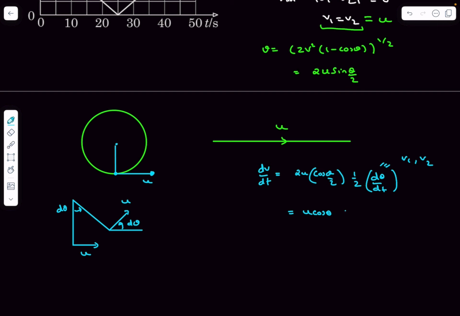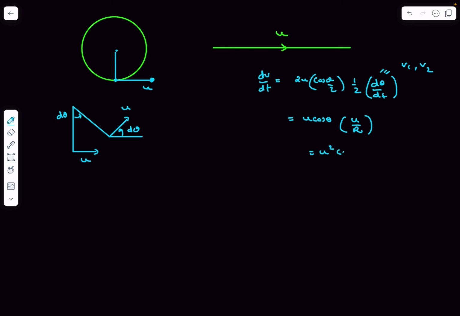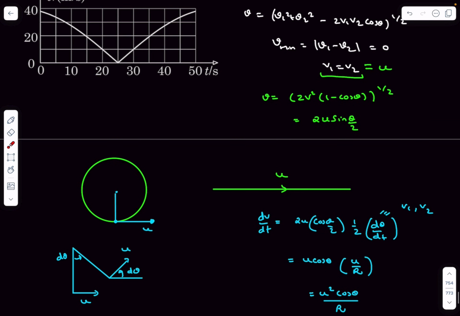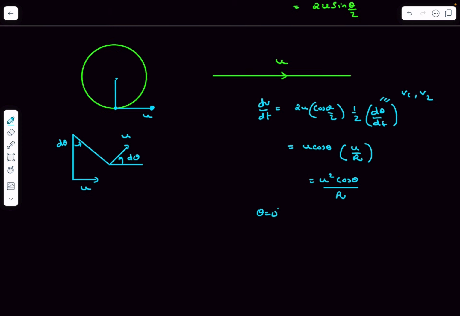Okay, so we can also write it as u divided by capital R. So we're writing the omega as u by capital R, and from here we'll get the answer as u square cos theta divided by capital R. Now we have a cos theta over here. As we discussed earlier, guys, the bottommost point corresponds to theta equals 0, right? So the acceleration very close to this t equal to 25 seconds should correspond to theta equal to 0 degrees. So let's figure out that acceleration. That will be u square by capital R, right?